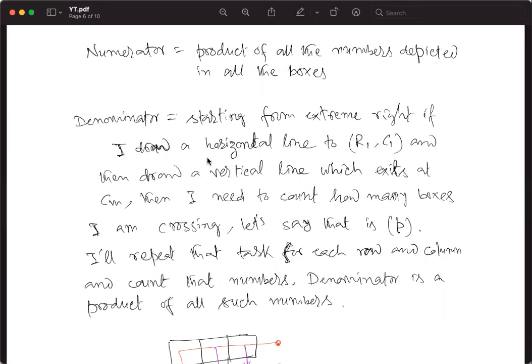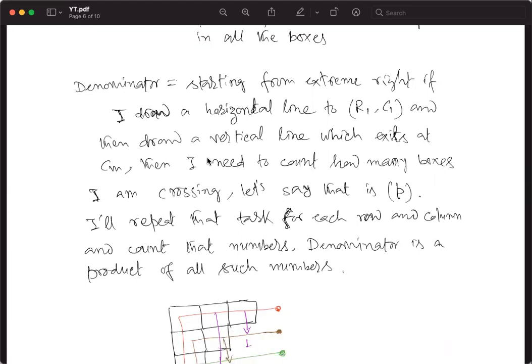So for the denominator, we have to start from the extreme right of the first row, and then we'll draw a horizontal line from right to left, and then we'll stop at C1 of R1. Then we'll draw a vertical line which will cross all the boxes which constitute this column C1, and I will take an exit at the last box. Say in this process I cross p number of boxes, so I'll put that number to be p, and I'll repeat that again and again for each row and each column, and I'll identify that counting, how many boxes I'm crossing in the process.